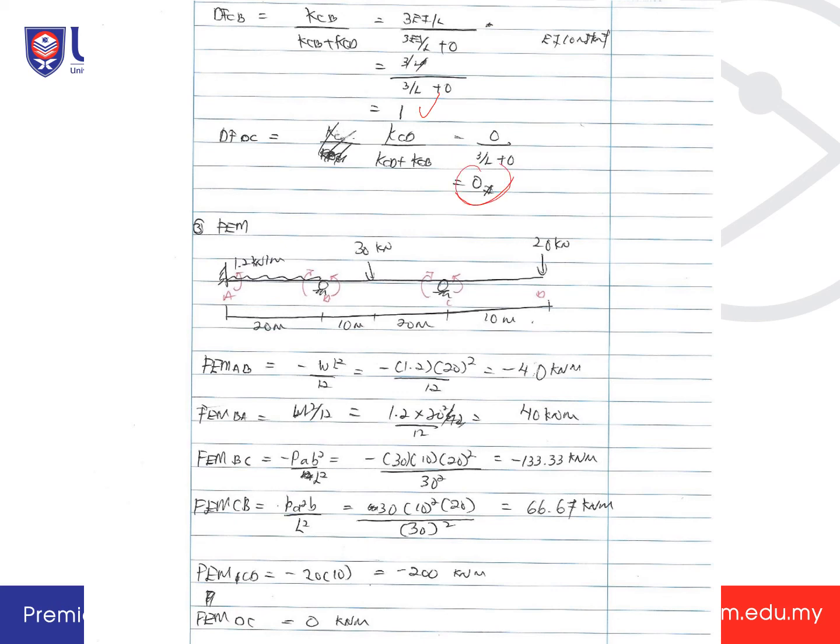Okay, so after you calculate that, now you need to get the fixed end moment, by using this equation. You will get this value. You can also check by yourself, do the practice to get the same answer as mine. And then also the FEMCD. FEMCD, C to D here, is 20 times 10, because it's just direct, you get the moment of it. And then FEMDC is 0, because at here there's no force, so it is 0 kilonewton meter.